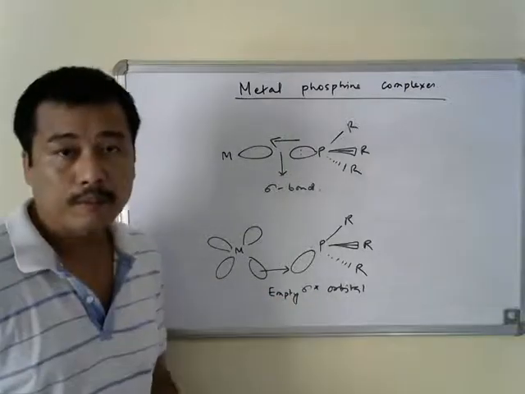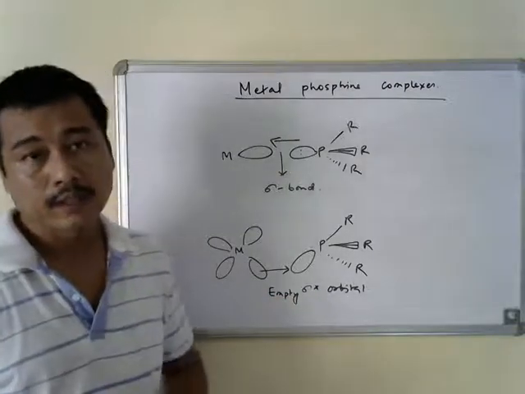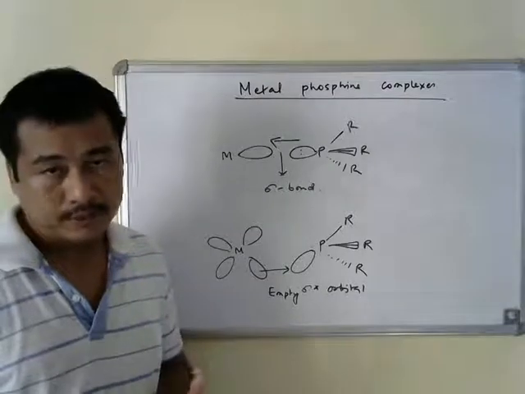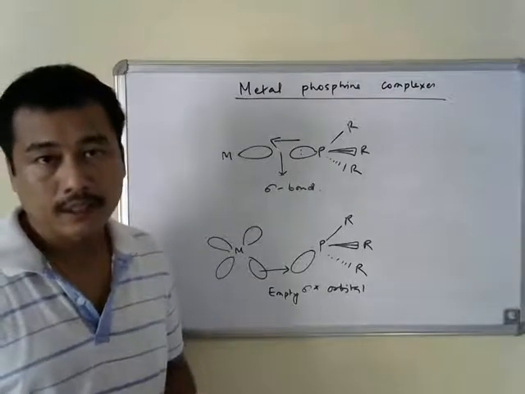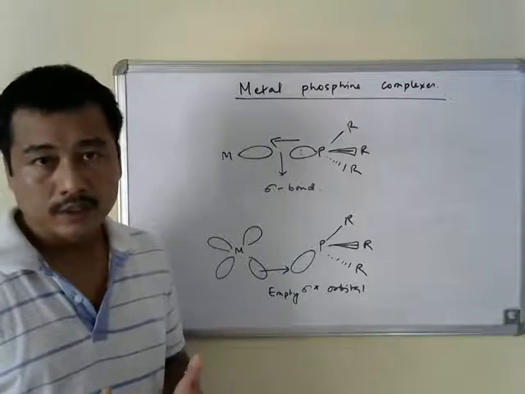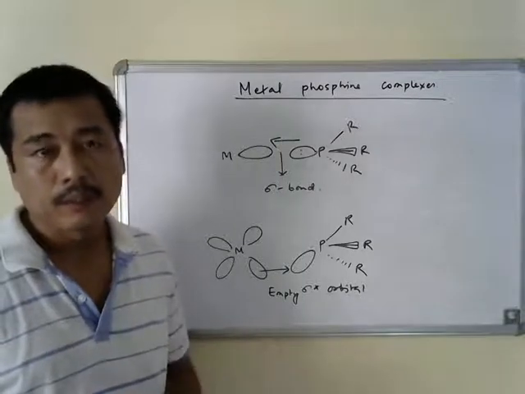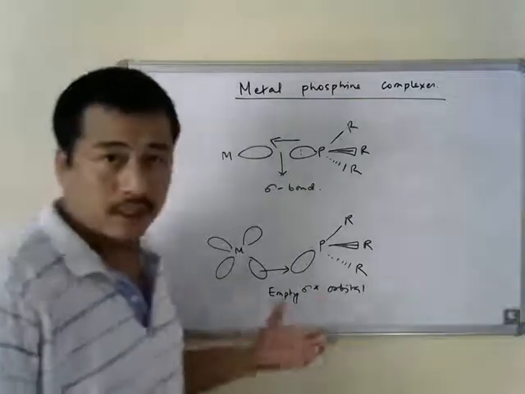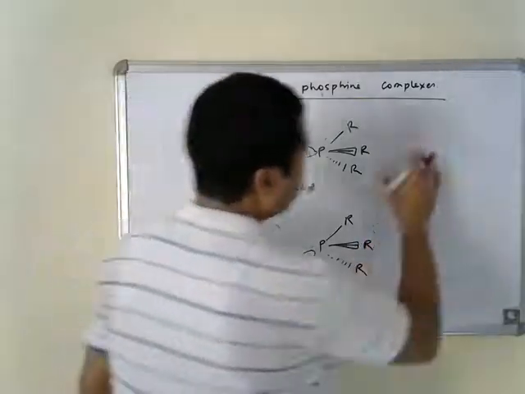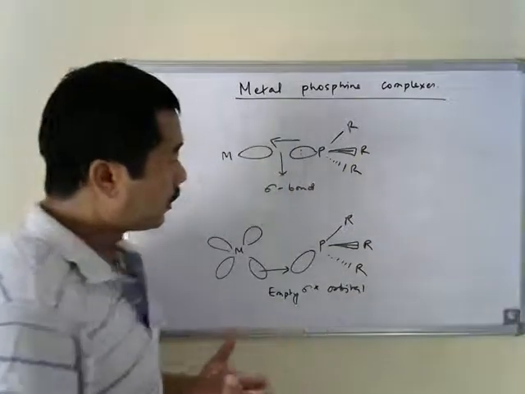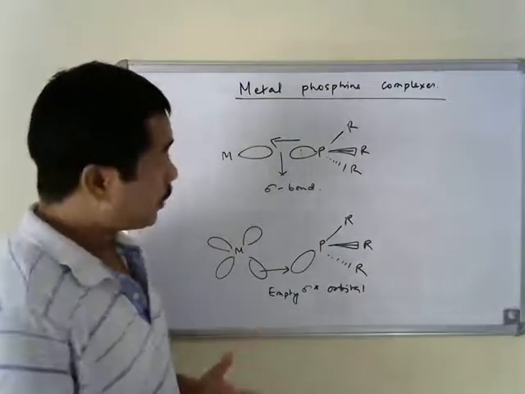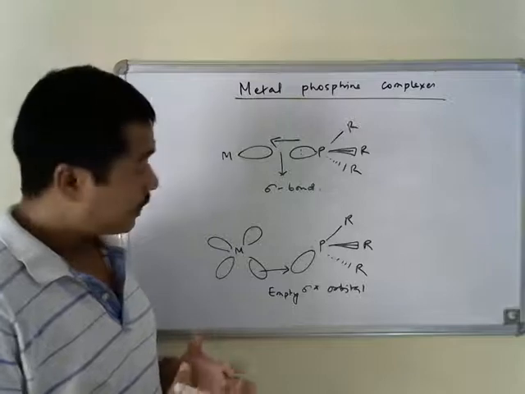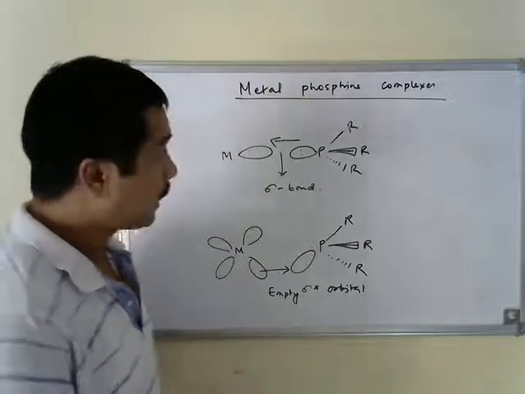Now, when we discussed the pi acceptor ability of different phosphine ligands, we have seen that PF3 is a better pi acceptor than PMe3 or PPh3, and the reason we can find out by looking at the energy of the phosphine sigma star orbital.